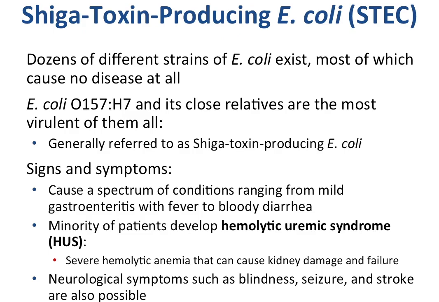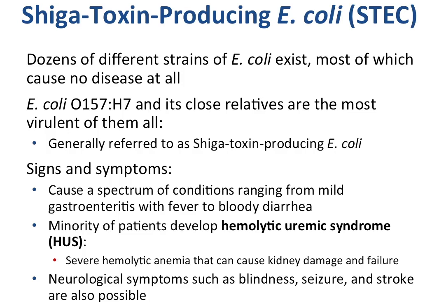Shiga toxin-producing E. coli. That's because those types of E. coli get the Shiga gene, so they can generate the Shiga toxin. So the most famous is the O157:H7. It is also referred to as Shiga toxin-producing E. coli, STEC.